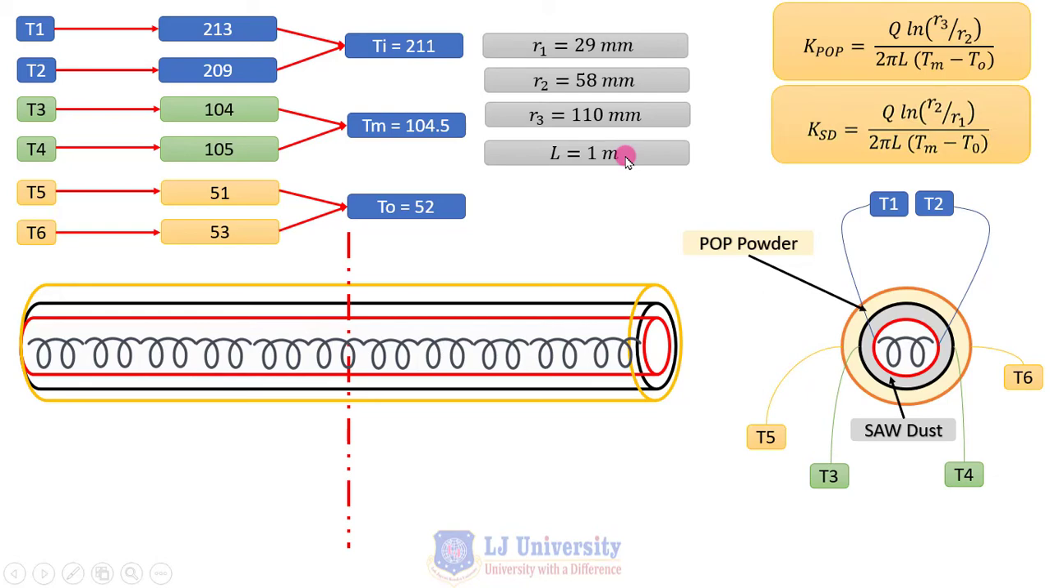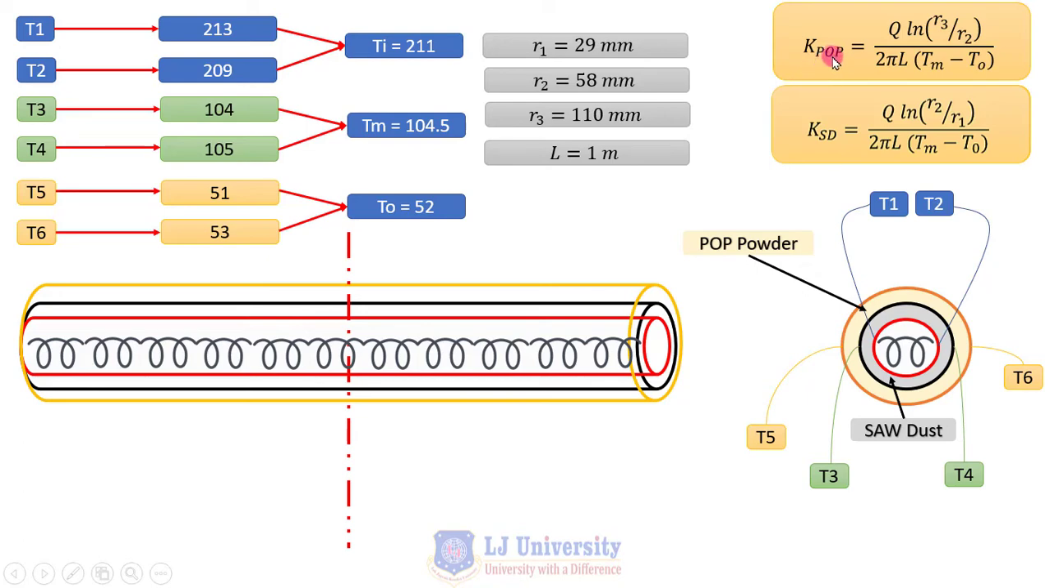From our theory, we know that the heat transfer rate for heat conduction in the radial direction in a cylinder is given by Q is equal to delta T upon ln(R2 by R1) upon 2 pi KL. By using the equations we derived in our theory, we can easily find out the unknown thermal conductivity of POP powder as well as sawdust.